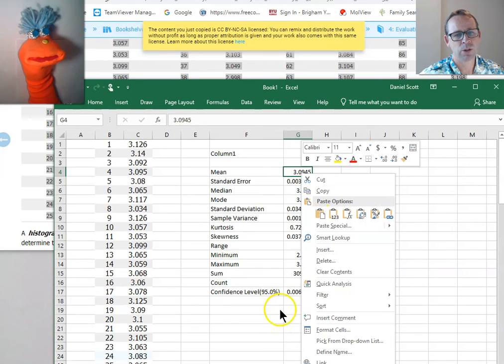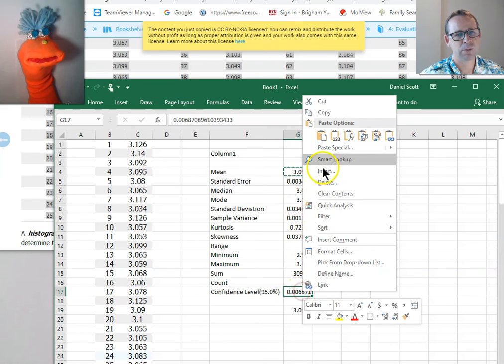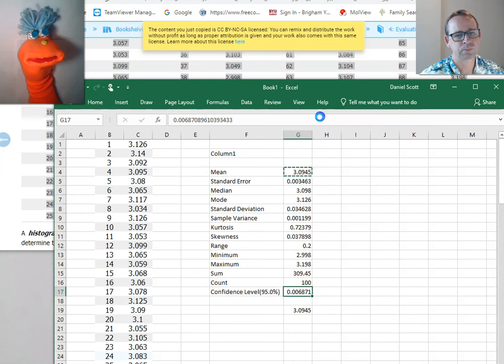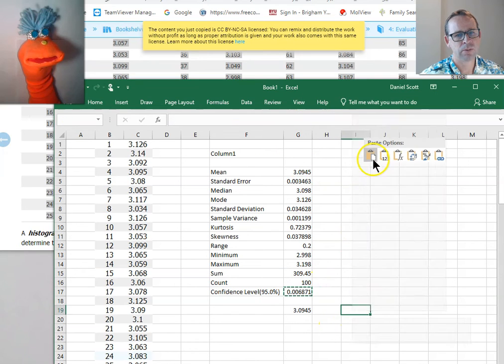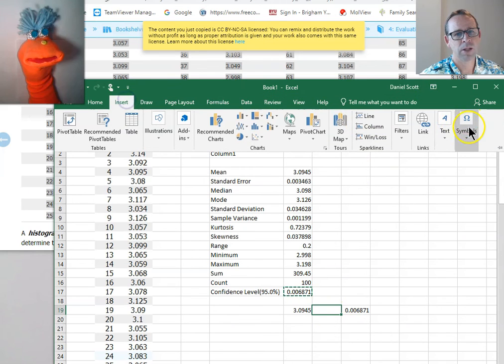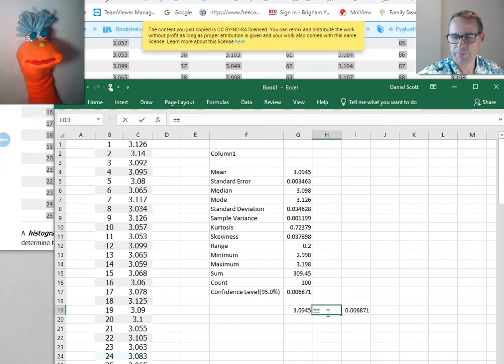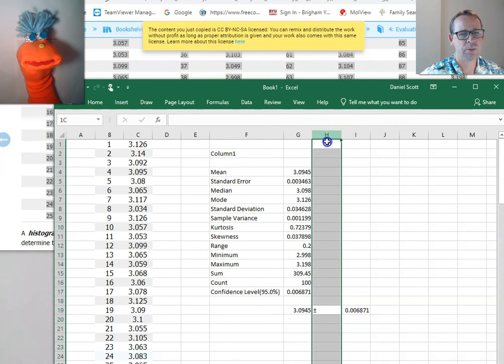All right. Let me copy this down here just to make sure we know what's going on. Pasting it there. I'm going to copy this and paste it here. And then in here I'm going to put my plus or minus symbol. There we go. So that is my confidence interval.